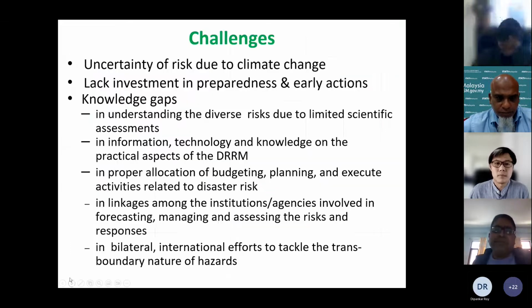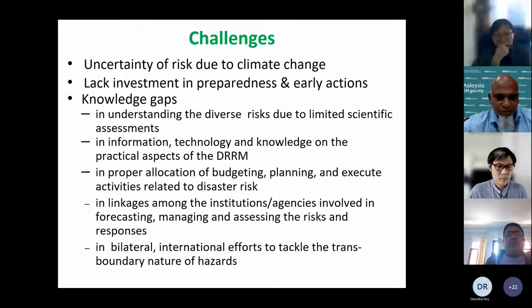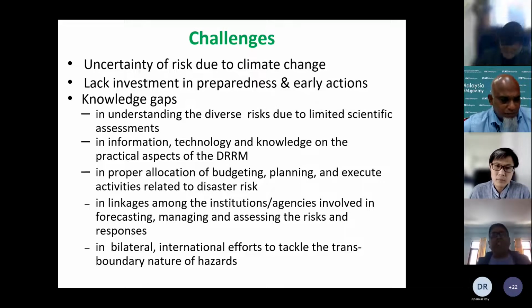Next slide, please. So the challenges. Challenges means uncertainty of risks due to climate, because Nepal is one of the climate-induced disaster prone countries. So many things may happen due to climate change. Similarly, we have a lack of investment in preparedness and early actions. It is better that we invest in preparedness, but the problem is investing in preparedness.